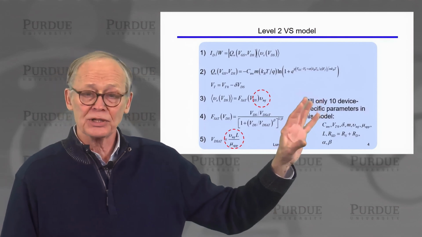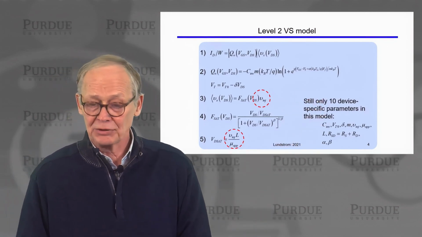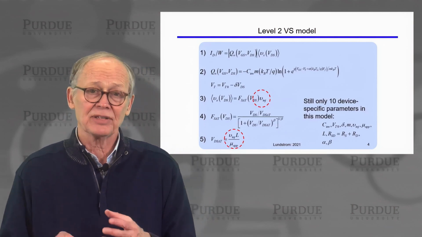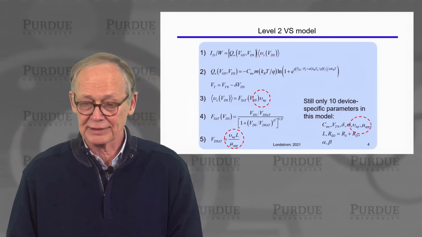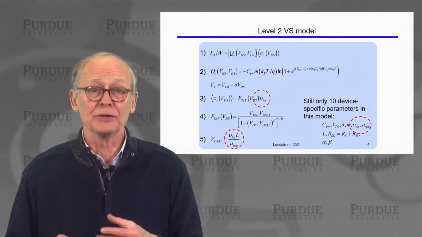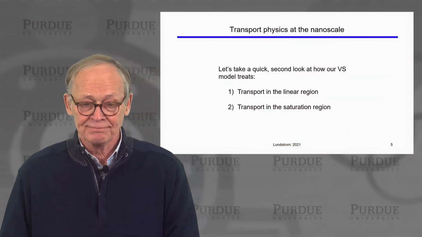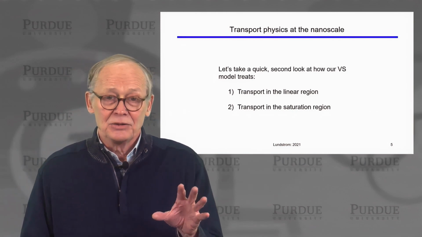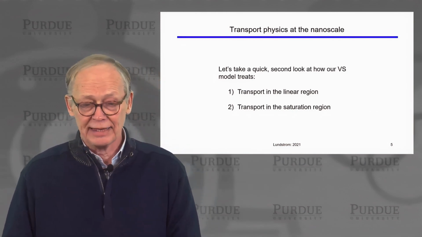Where we had a scattering limited mobility, we replace it by the apparent mobility. We've introduced no additional parameters. There are still only 10 parameters in this model, so that makes it easy to use and to fit to measured IV characteristics. No more parameters. We've simply reinterpreted two of the parameters that were already in this model. So what we're able to do now is to properly describe transport at the nanoscale.